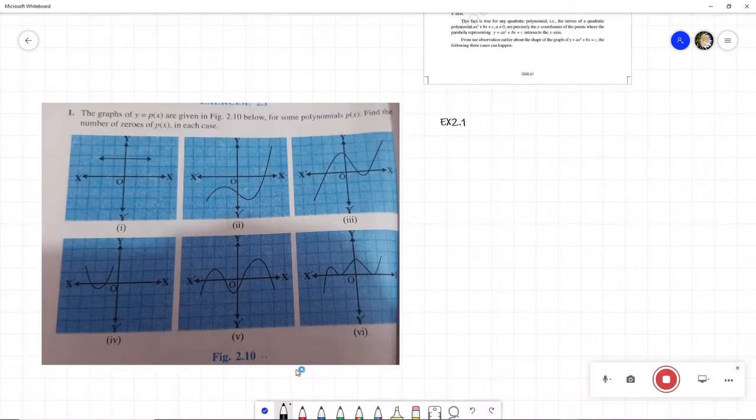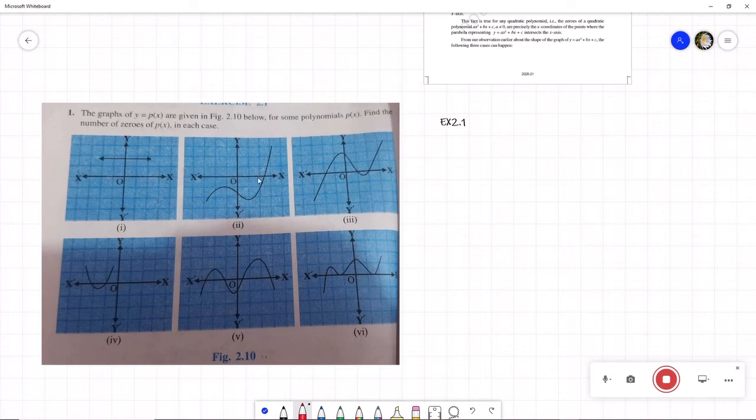Now we are going to see the exercise 2.1 in the NCERT book, page number 28. First question. The graphs of y is equal to p of x are given in figure 2.10 below for some polynomials p of x. Find the number of zeros of p of x in each case. So for the first graph, the line does not intersect the x-axis, so it does not have any zero.